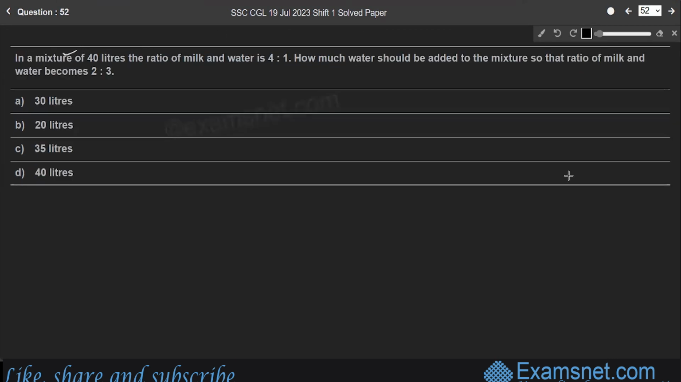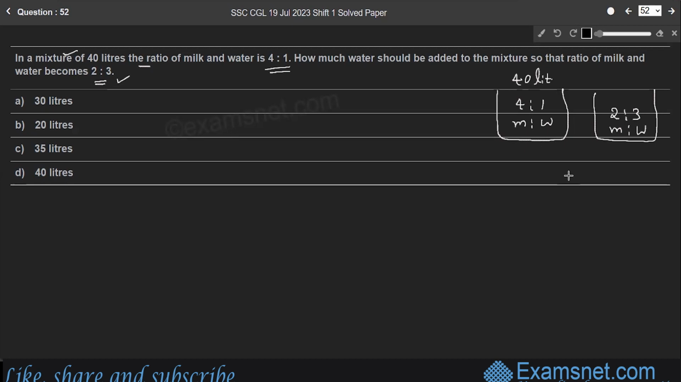Question 52. In a mixture of 40 liters, the ratio of milk and water is 4:1. How much water should be added to the mixture so that the ratio of milk and water becomes 2:3, right? So let us consider a mixture in which milk to water ratio is 4:1 in 40 liters of mixture. The question is how much water should be added to make the ratio 2:3. So in the second mixture, we need to add some water to make the ratio 2:3, right? So for that some quantity of water is to be added here.